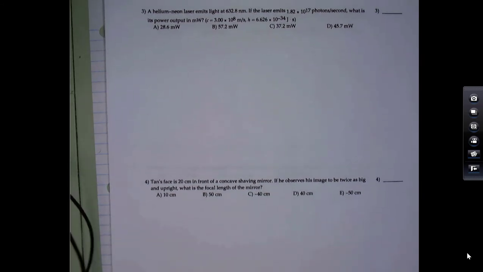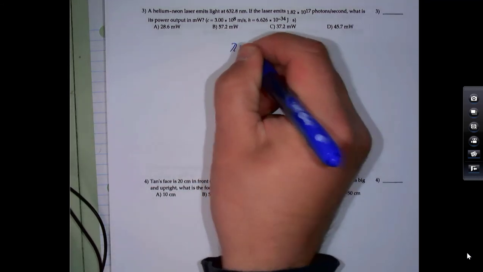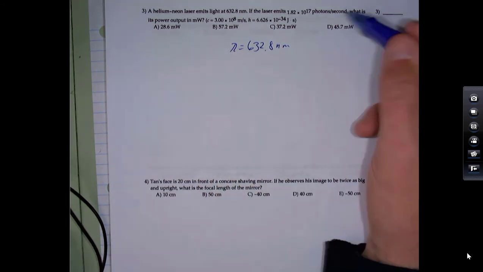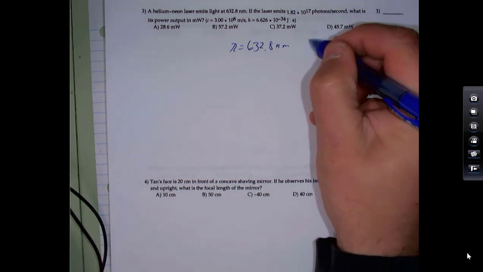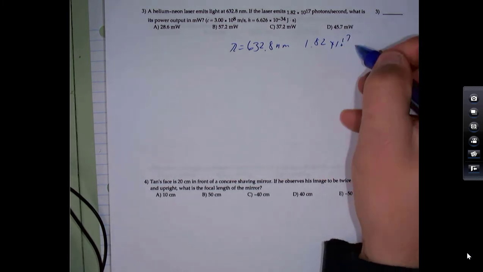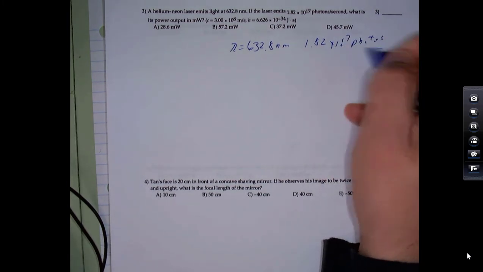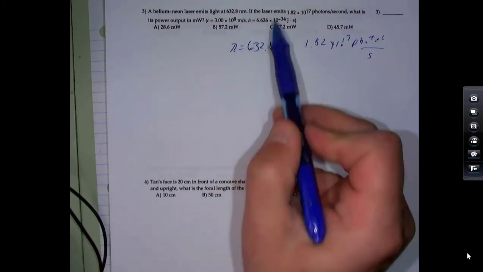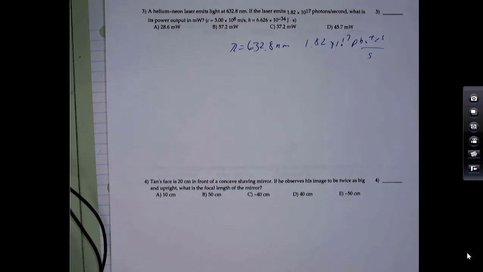A helium neon laser emits light of 632.8 nanometers. Okay, so that's the wavelength. If the laser emits 1.82 times 10 to the 17th photons per second, what is the power in milliwatts? And here's a couple of constants here. Okay, so we want the power. We want how many joules per second that we have. Okay, so let's take a look at this.